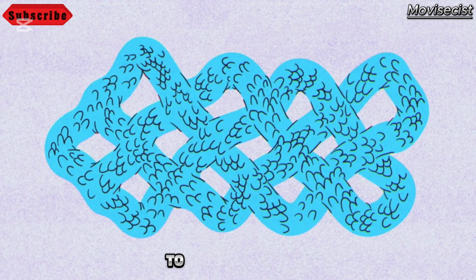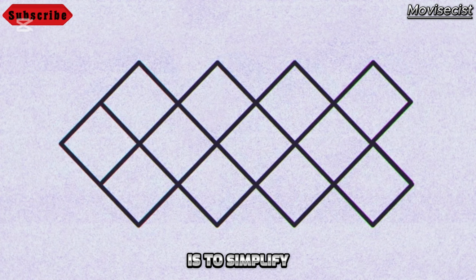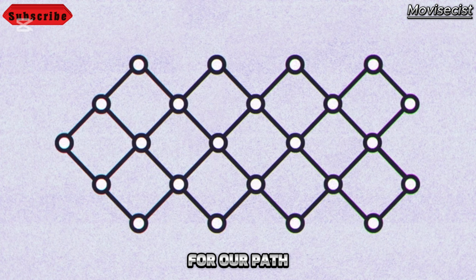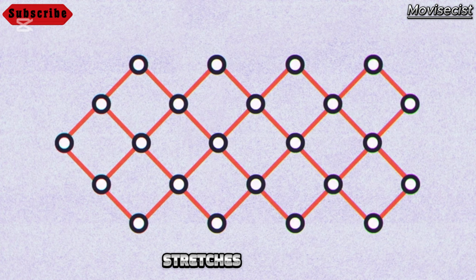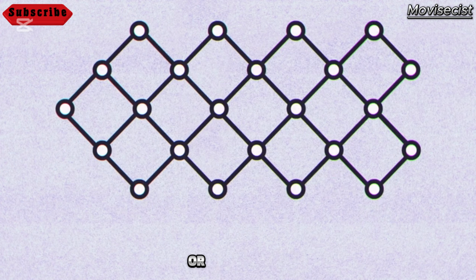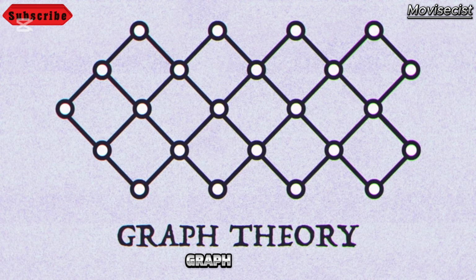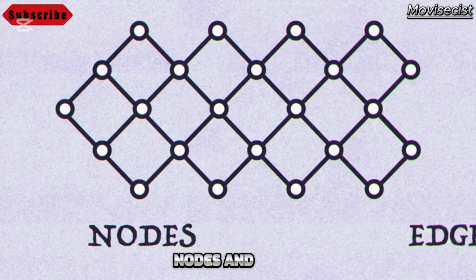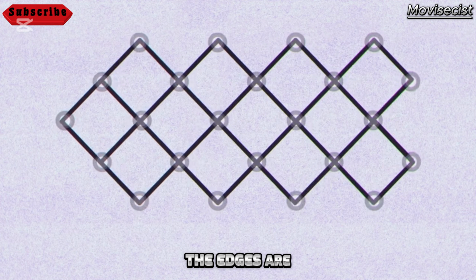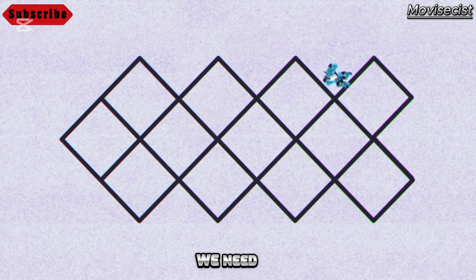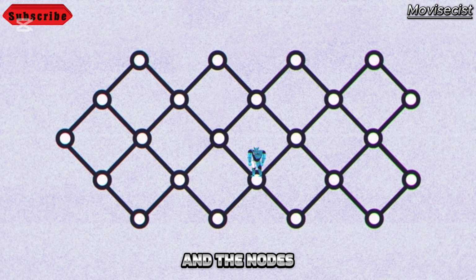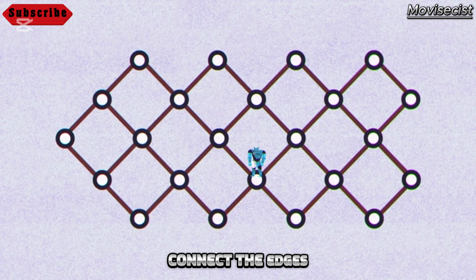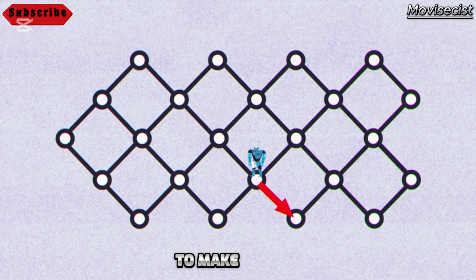One powerful way to solve problems is to simplify, and in this case, we can focus our attention on the two things that are important for our path: intersections and the stretches of snake between them, or as they're referred to in graph theory, nodes and edges. The edges are important because they're what we need to travel, and the nodes matter because they connect the edges and are where we may need to make choices as we run from edge to edge.